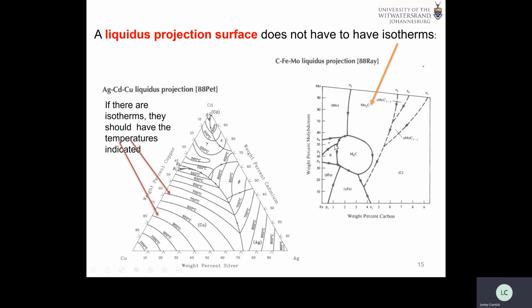And here's some more examples without an isotherm, and here with lots of isotherms, and you can even see the arrows here. This is really quite nice.